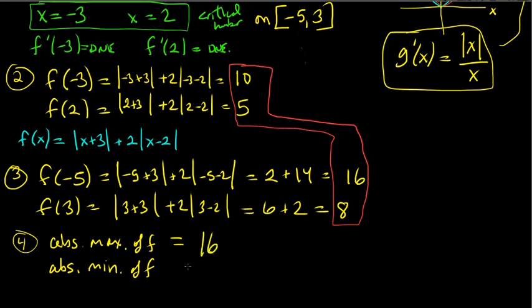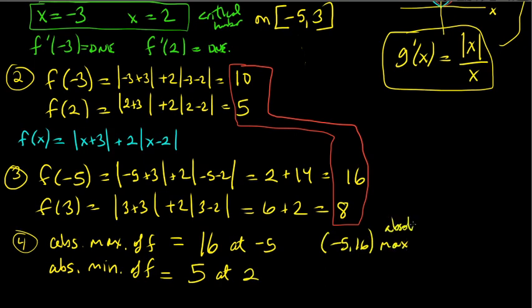So the absolute maximum is 16. What's the absolute minimum? That's the smallest number, right? That's the 5. 5 is the smallest out of those. So the absolute minimum is 5. And again, that answers the question, right? The 16 occurs at negative 5, which is the left-hand endpoint. And the 5 occurs at one of the critical numbers, at x equals 2. Right? So at negative 5, 16 is your absolute maximum.